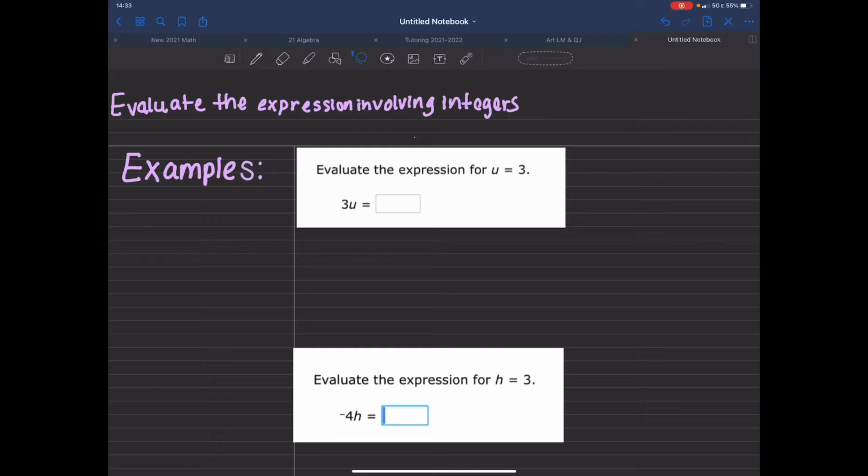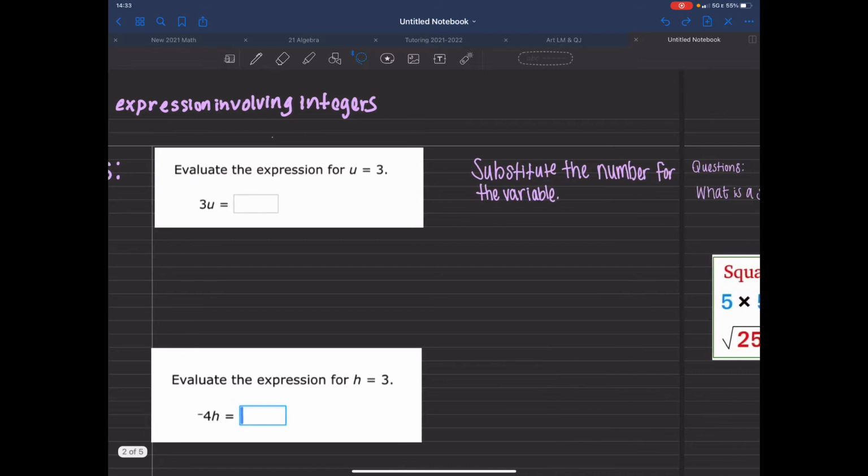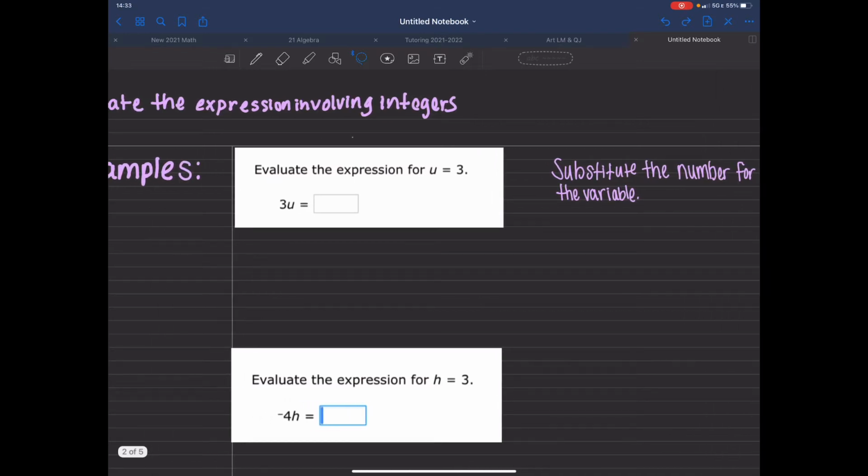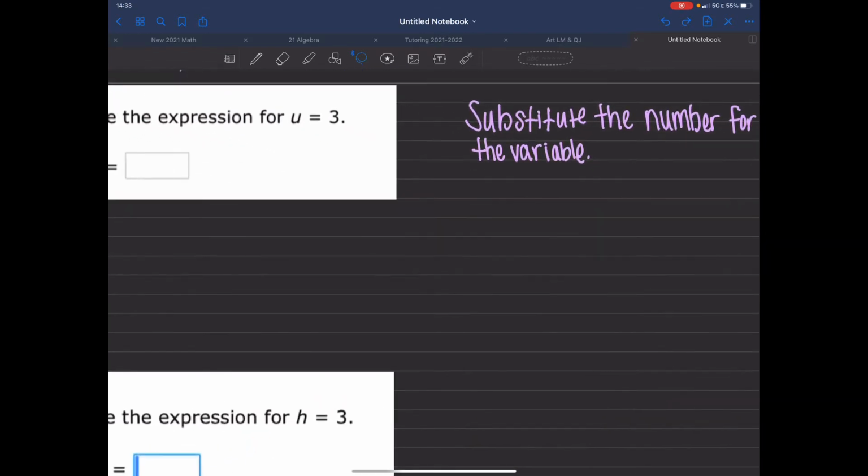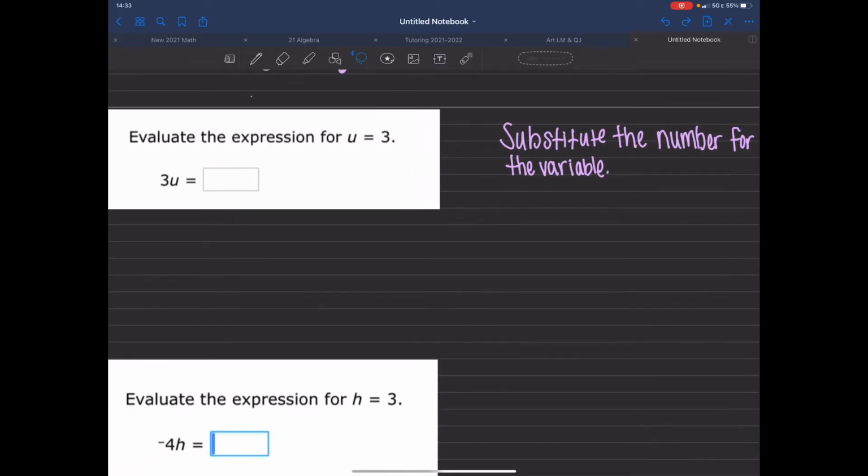Question involving integers. This is going to be B3. We're going to evaluate the expression for u equals 3. This isn't a Cornell note style, so try and do this with your page. So we see that u equals 3 and 3u, so I write this out. The first thing I need to know is that I'm going to substitute for the variable. So what that means is that I have u equals 3, I have 3u, so that equals 3 times 3, which is 3 times u, and my answer is going to be 9.